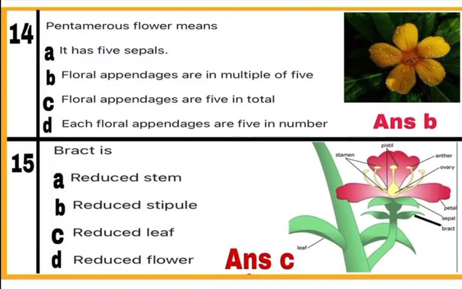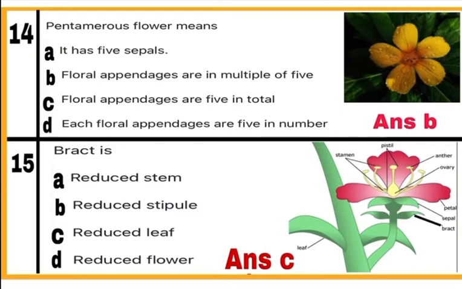Question 14. Pentamerous flowers means, option B. A flower is pentamerous when its floral appendages are in multiple of 5. See the picture given to check the number of floral parts in pentamerous flower.